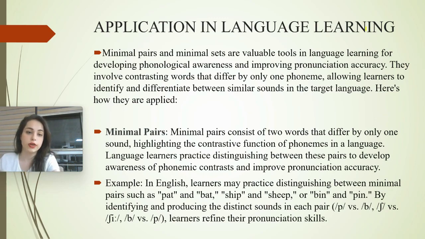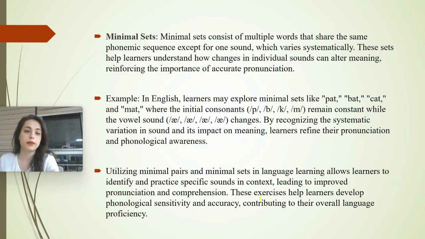Application in language learning. Here are minimal pairs and minimal sets. They involve constructing words that differ in only one phoneme, allowing learners to identify and differentiate between similar sounds in the target language. Minimal pairs, for example, pat and bat, ship and sheep, bean and pin.